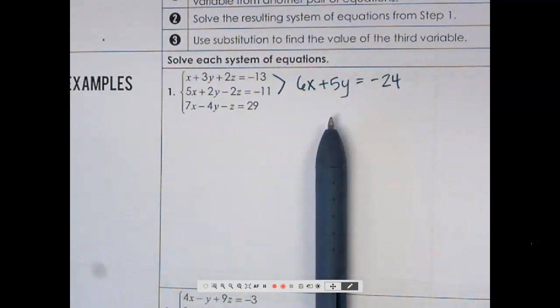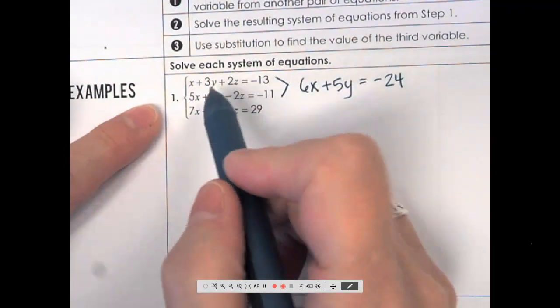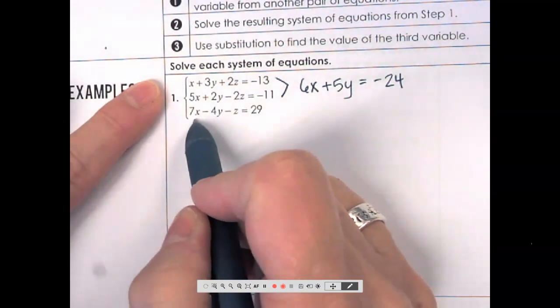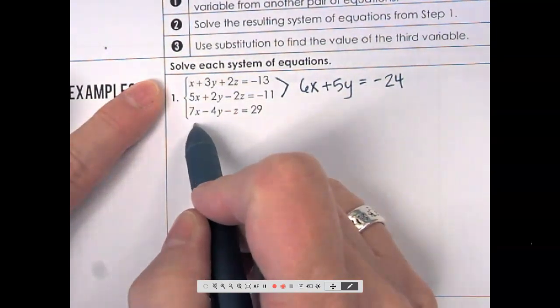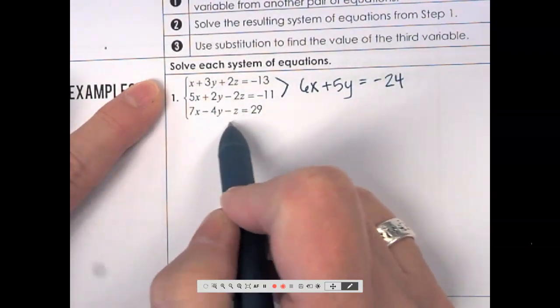Do you see one combination that looks easier maybe? I would say 1 and 3 also. Because if I want to pair up 1 and 3 and get rid of z's, what would I need to do? Multiply the bottom one by 2.